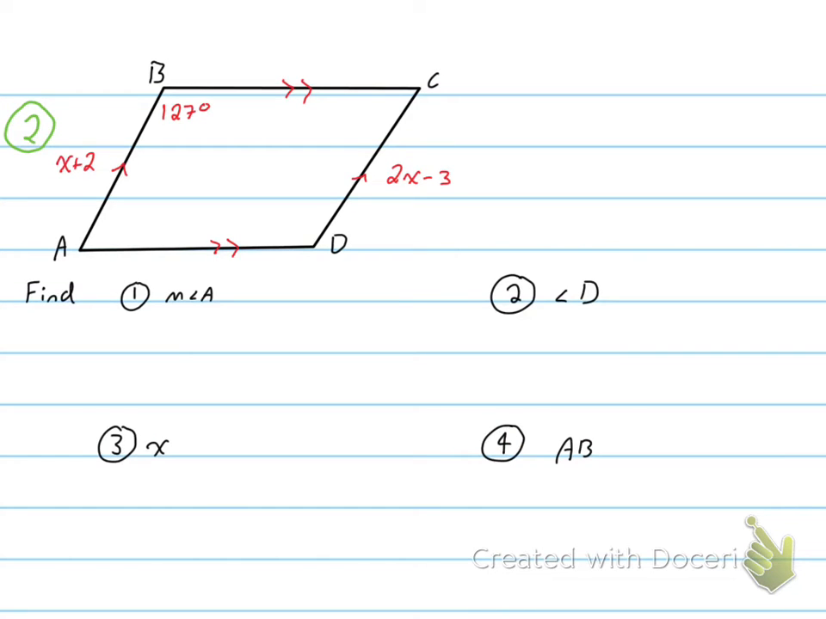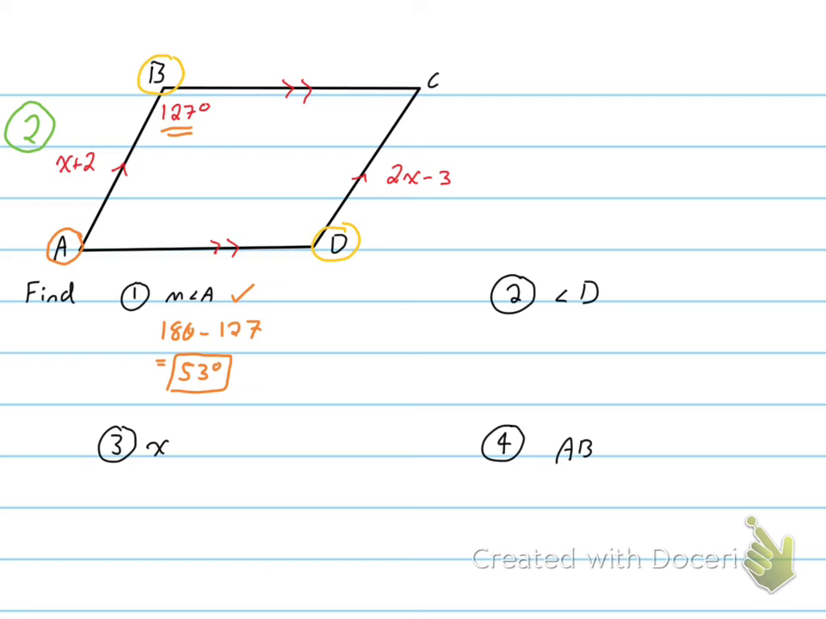So here I have another parallelogram. I know this is a parallelogram because I see that the opposite sides are marked parallel. And I'm going to use the information given to answer 4 questions. In number 1, I want to figure out what angle A is. I see that angle A is next to angle B, so I know that these angles are supplementary. So to find angle A, I would do 180 minus 127, and I'd be left with 53 degrees.